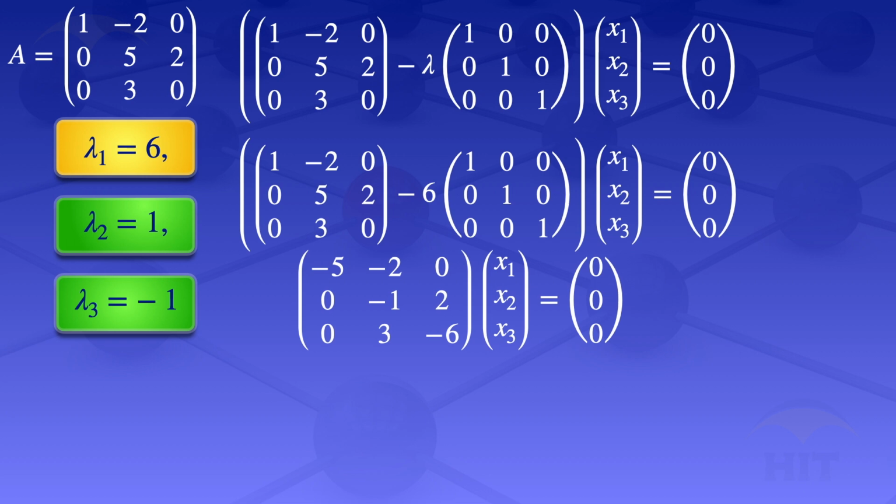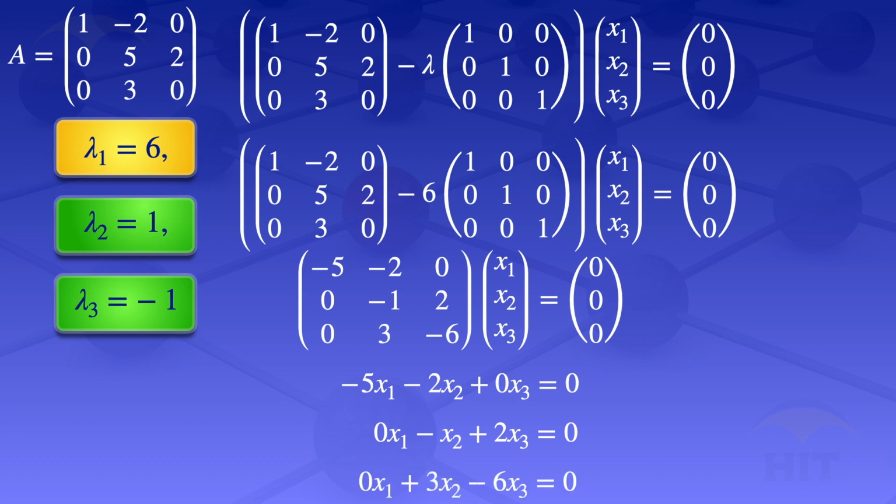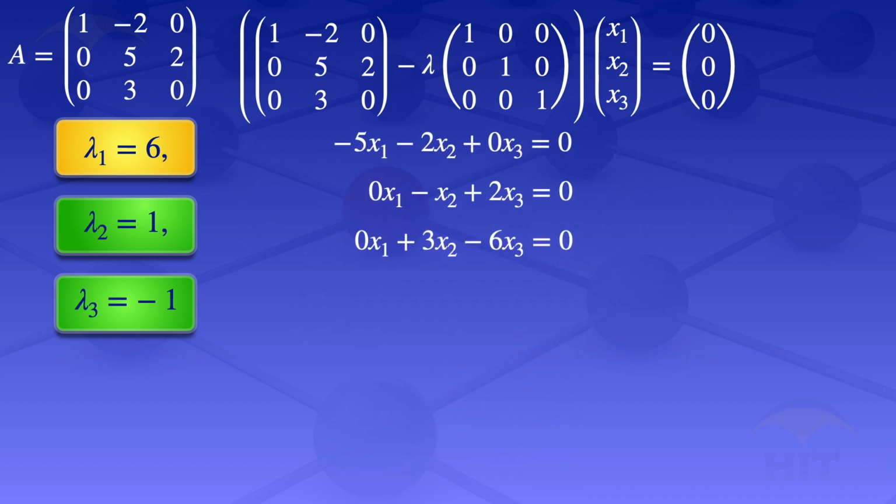Now when we are doing matrix multiplication, it's row by column. The first row, minus 5, minus 2, 0, by that column vector, gives us minus 5x1 minus 2x2 plus 0x3 equals 0. For the second row, we have 0x1 minus x2 plus 2x3 equals 0. For the third row, we have 0x1 plus 3x2 minus 6x3 equals 0. So we have those 3 equations, and I'll label them equation number 1, equation number 2, and equation number 3.